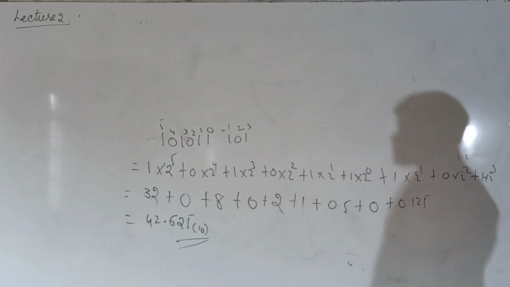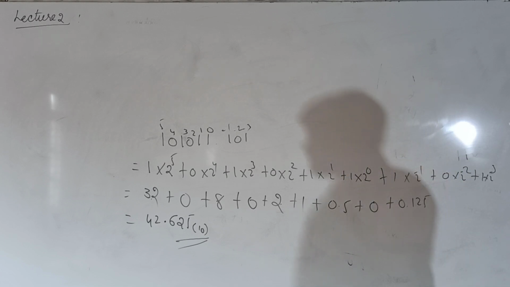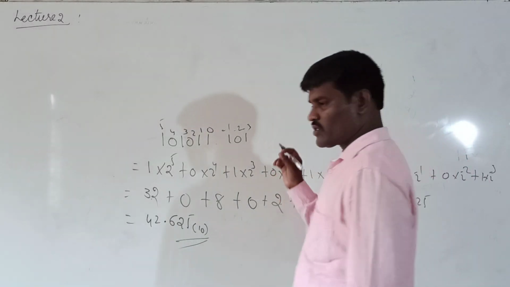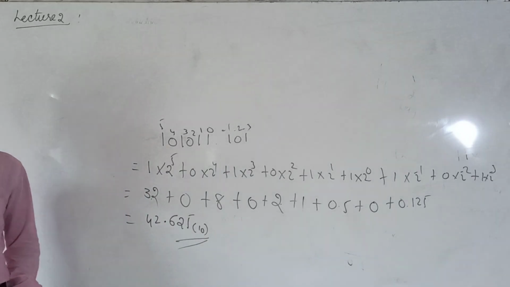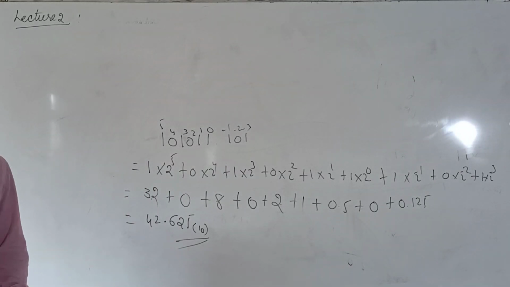Whatever the problems may be, the method is only one. First you write the powers, and after that you have to multiply by 2. If it is a fractional part, you have to write the power in negative numbers. Okay.